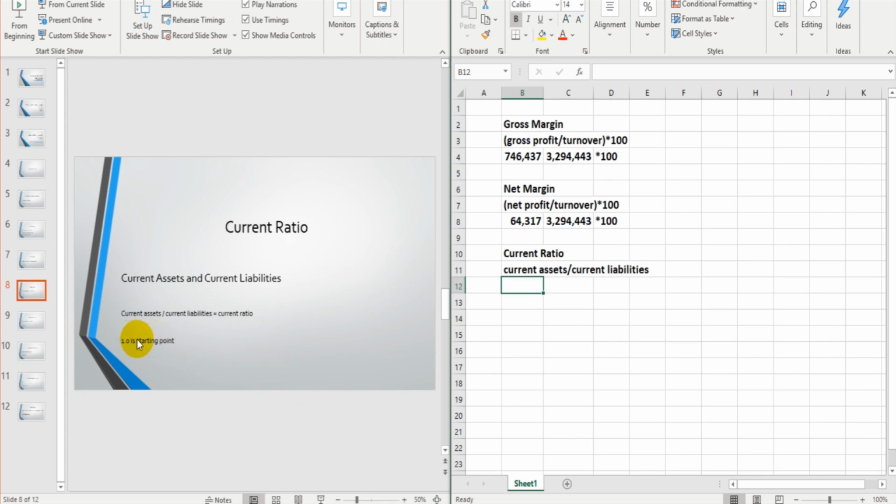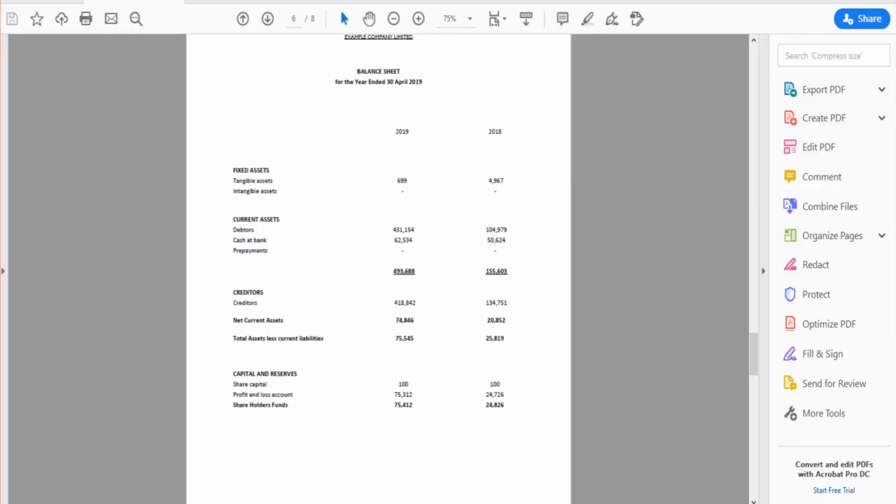Now the ratio will be displayed on the calculator. You'll see that as a rule of thumb, 1 is the starting point. If you get 1 on the calculator, that means the current assets just meet, pound for pound or dollar for dollar, the current liabilities. If it's under 1, then the liabilities are generally higher than the assets. If it's over 1, that's what you want. We want assets to be higher than liabilities. So let's bring up this and this.